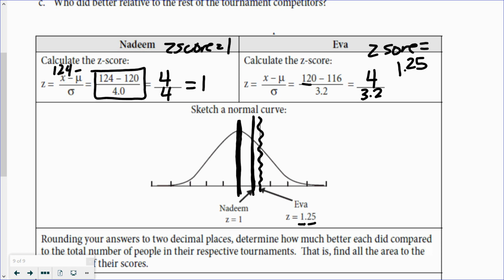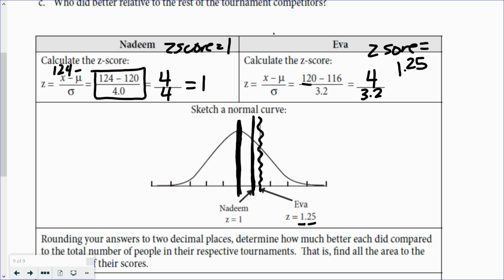Eva's score would be 1 standard deviation plus a little bit higher. So you would say that Eva did better than the rest of the competitors because she has a higher Z score.